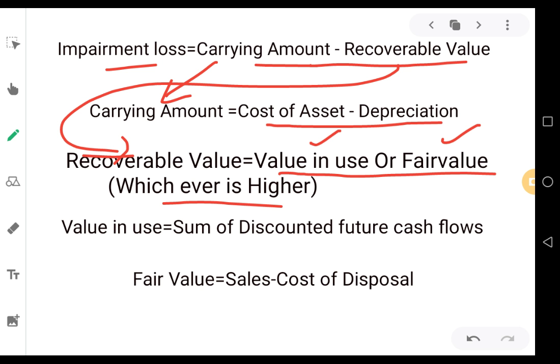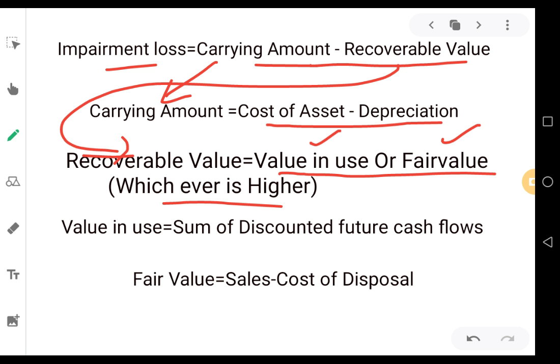Whichever is the highest amount among these two figures, that will become our recoverable value. Okay, so the highest amount of value in use or fair value will be the recoverable value. But what is value in use? What is fair value? That you should understand.